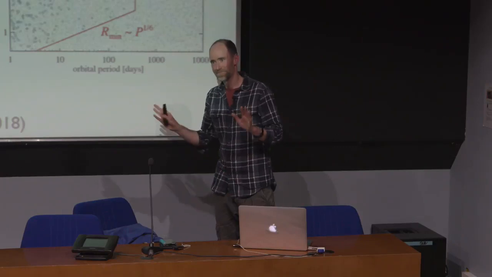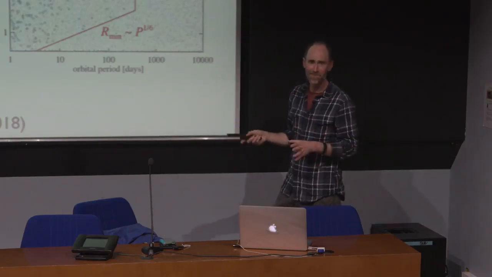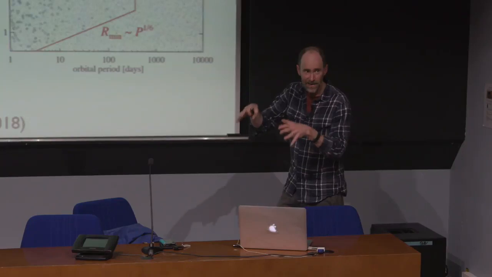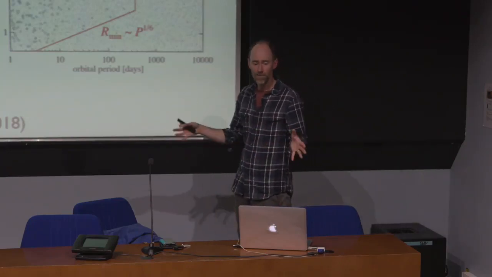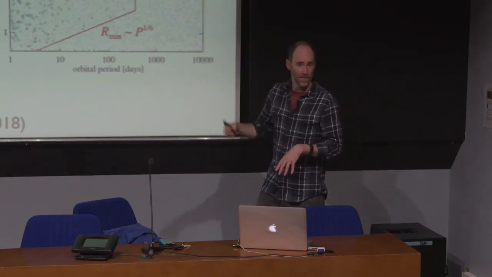All right. So this is just to illustrate that these methods are very powerful, but they have inherent biases. And these biases are taken into account when we figure out occurrence rates of planets.